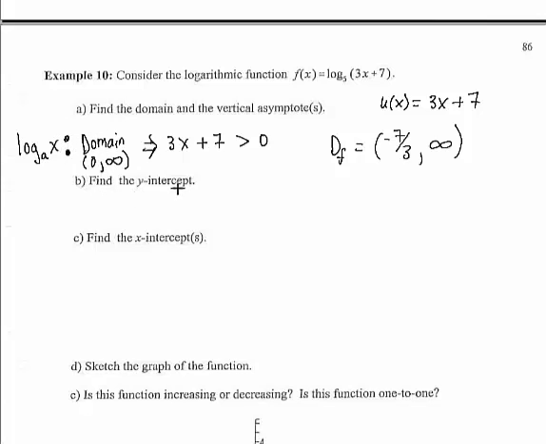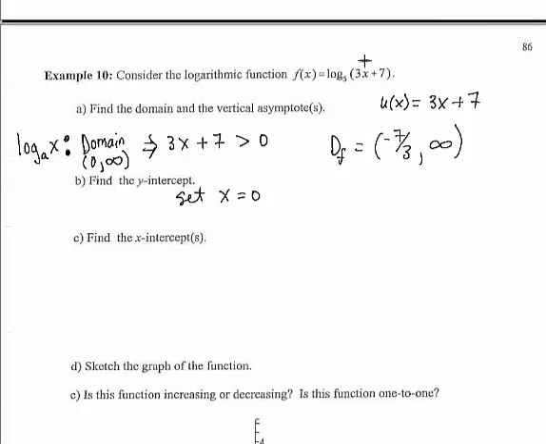Alright, find the y-intercept. Let's see. To find the y-intercept of a function, we simply set x equal to 0. Now, if we were given log base 5 of x with no expression, just an x inside the argument, then it wouldn't intercept the y-axis. The domain would start at 0, so there would not be a y-intercept.